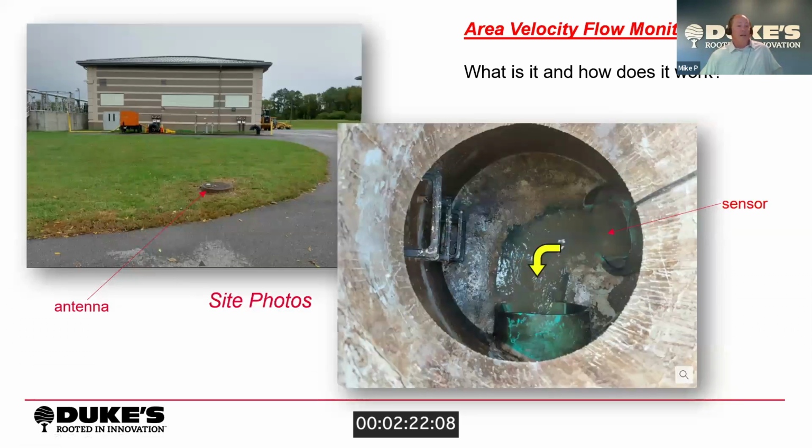A couple of real life pictures, beginning over on the right. This was, I think, an 18-inch pipe. If you look closely, you can see there's a little blue haze there. That's the submerged area velocity sensor, and it's mounted to this metal band. Looking at the picture on the left, you can see a little gray piece that looks like a hockey puck. That's the antenna. So I mentioned the cellular modem.